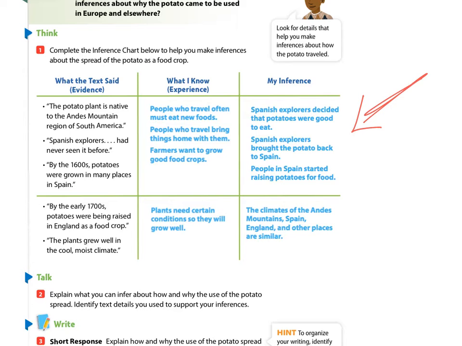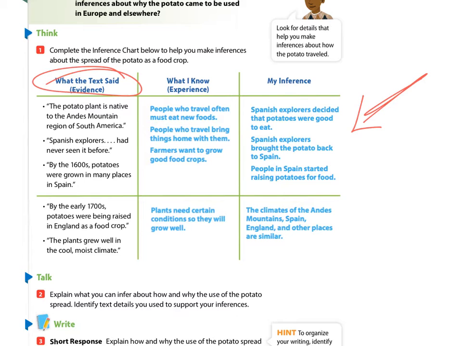These are all inferences because the author didn't tell us. We had to use the clues or the text evidence to make these inferences. Here's another example. By the early 1700s, potatoes were being raised in England as a food crop. The plants grew well in the cool, moist climate. What do I already know?